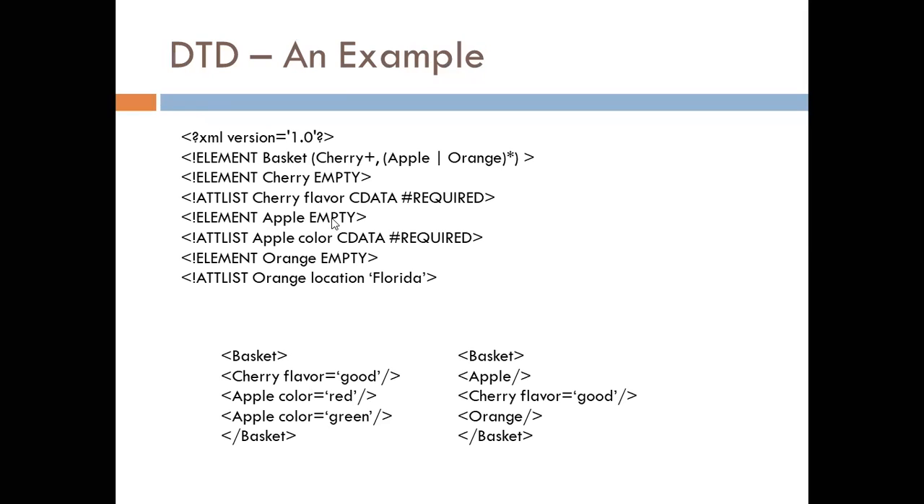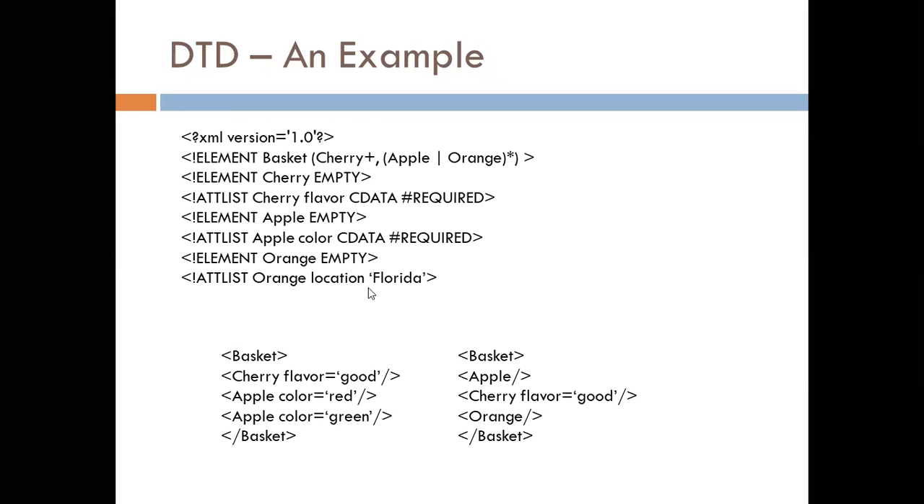Again, ELEMENT apple EMPTY. Empty means it doesn't contain any data, but it may contain an attribute. The list of possible attributes in the apple tag can be specified using ATTLIST. So ATTLIST apple color, which means color can appear as an attribute. CDATA means character data. #REQUIRED means compulsory field. So whenever an apple tag is specified, we must specify the color attribute. If the color attribute is not written, then obviously we are violating the DTD norms.